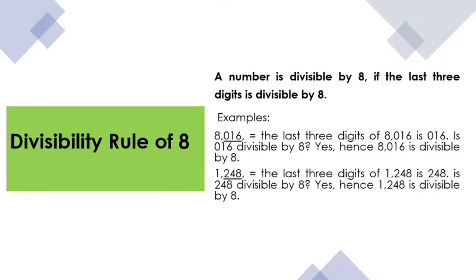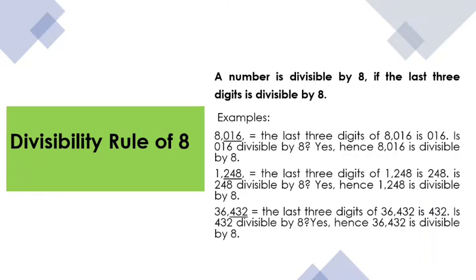1,248. The last three digits of 1,248 is 248. Is 248 divisible by 8? Yes. Hence, 1,248 is divisible by 8. 36,432. The last three digits of 36,432 is 432. Is 432 divisible by 8? Yes. Hence, 36,432 is divisible by 8.